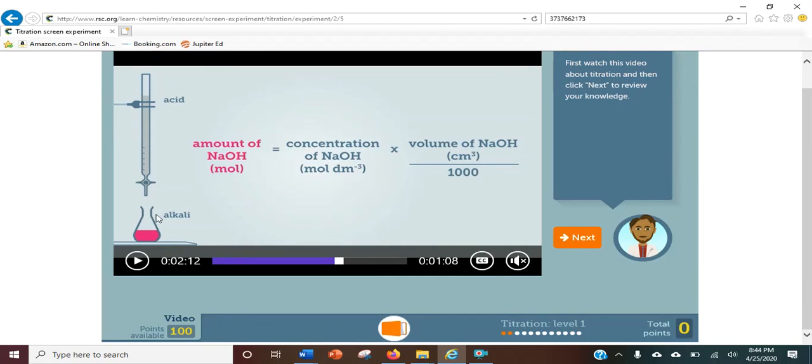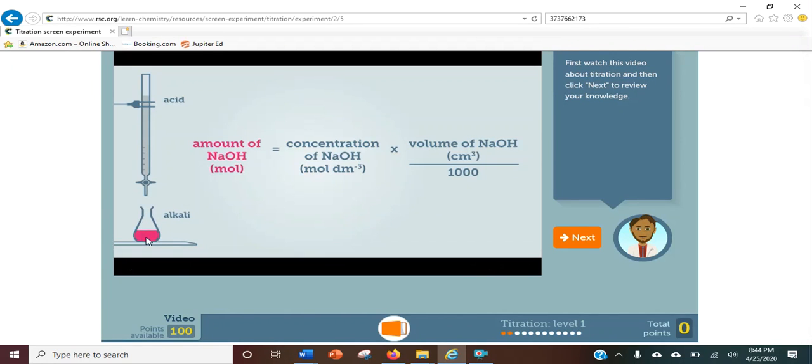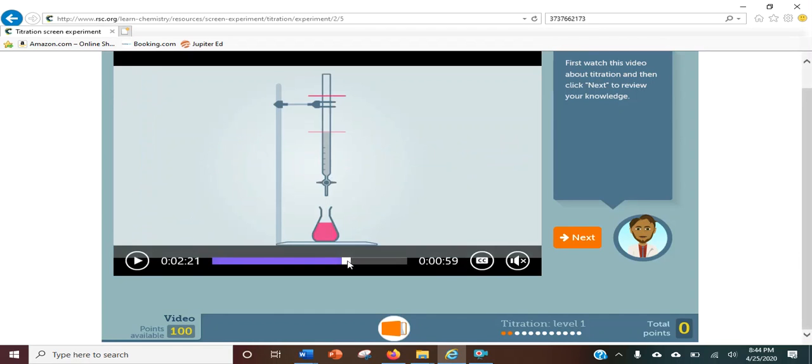But experimentally or mathematically, it doesn't matter, right? But I'm just letting you know that's the norm. They put the unknown concentration in the burette and the known concentration in the flask. Notice that the base is pink because they added an indicator, phenolphthalein, which is pink in the presence of a base. As they add acid, it became colorless.